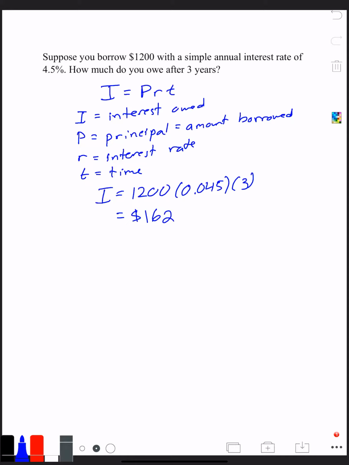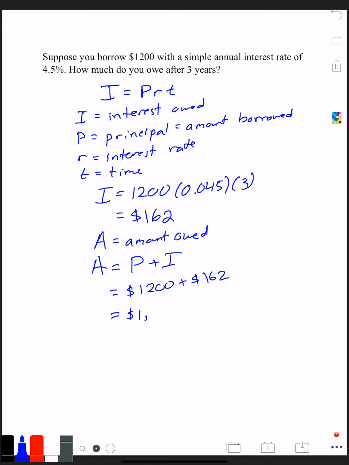However, if you box your answer right now, it would not be correct because they didn't ask us how much interest we owed after 3 years. They asked us how much we owe after 3 years. And the amount that we're going to owe here, if A is the amount owed, then we owe the original amount we borrowed plus the interest. So in this case, that would be $1,200 plus the $162 for a total of $1,362 that we would owe. That would be the answer to the problem.